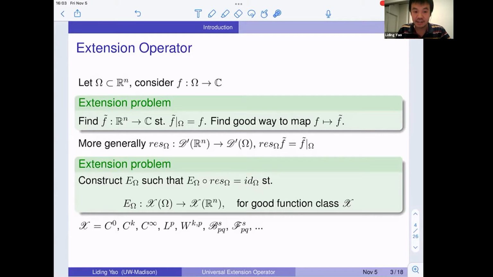These function classes X, you can take whichever you like. You can think about the classical C^k space, maybe Sobolev space. And in our case, we mostly will focus on the Besov space, B^s_{pq}, and the Triebel-Lizorkin space, F^s_{pq}.